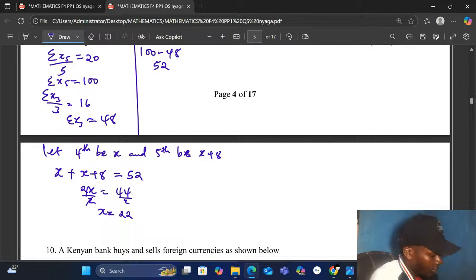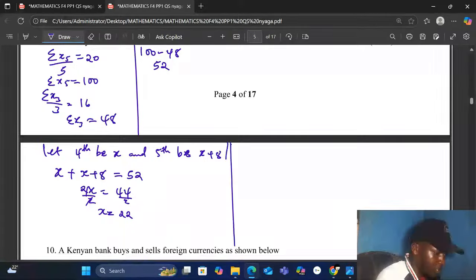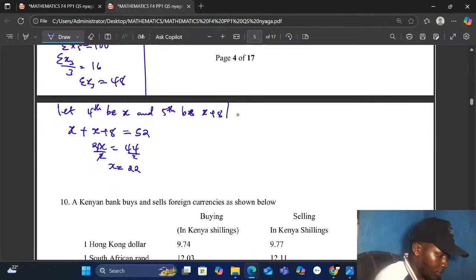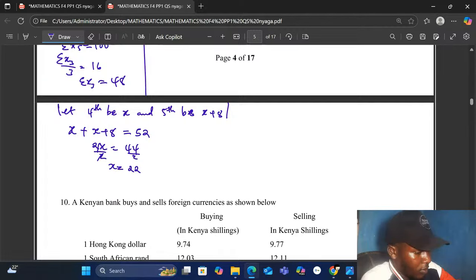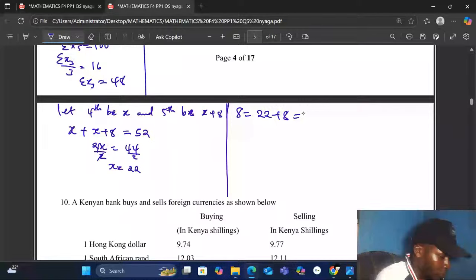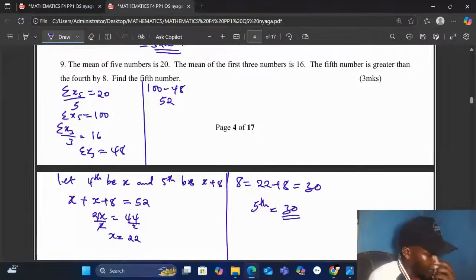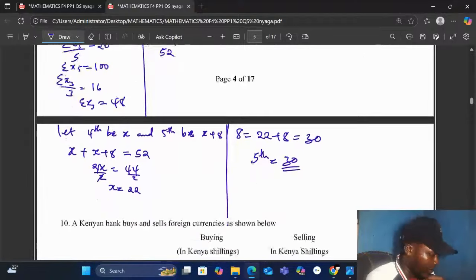Now, remember that, this is it. Sorry, we finished. Now the 22, the value of x plus 8, which is the difference, so that we get the fifth number. This one and this gives us 30. That is now the value of the fifth number. We are asked to find the fifth number.